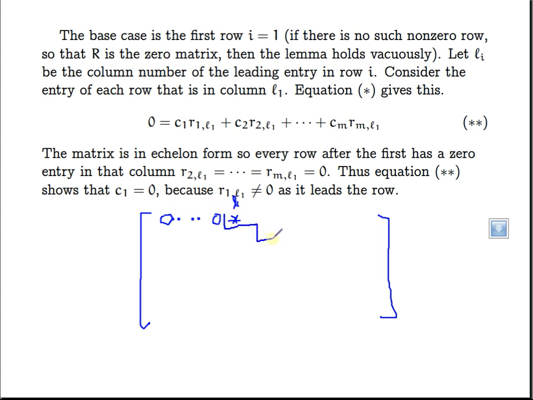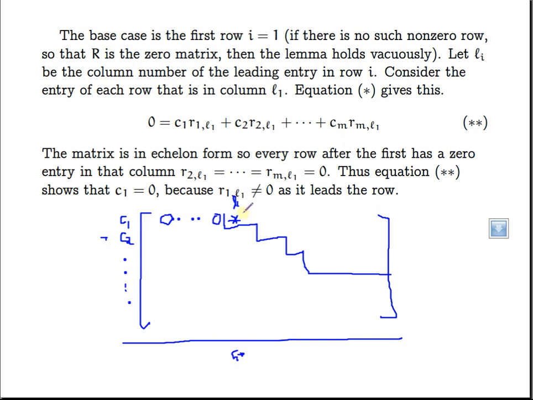This has the stair-step form. So if I take a combination, for instance, if I took C1 times this one, plus C2 times this one, and if I added these up, then what would I get here? I'd have C1 times this entry. I'll just write it as star.